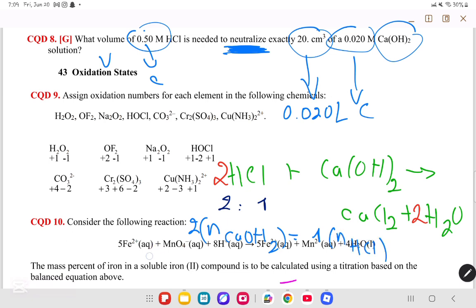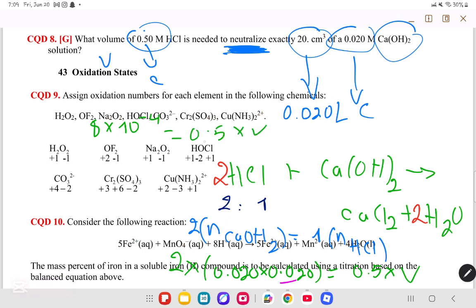So what does this mean? It's going to be 2 times Ca(OH)2, which is 0.020 times 0.020, is equal to the number of moles of HCl, which is 0.5 times the volume, right? So 2 times 0.020 times 0.020 is 8 times 10 to the power of minus 4, equal to 0.5 times volume. Move this to the other side, divide by 0.5, and you'll get 1.6 times 10 to the power of minus 3. This is in liters.